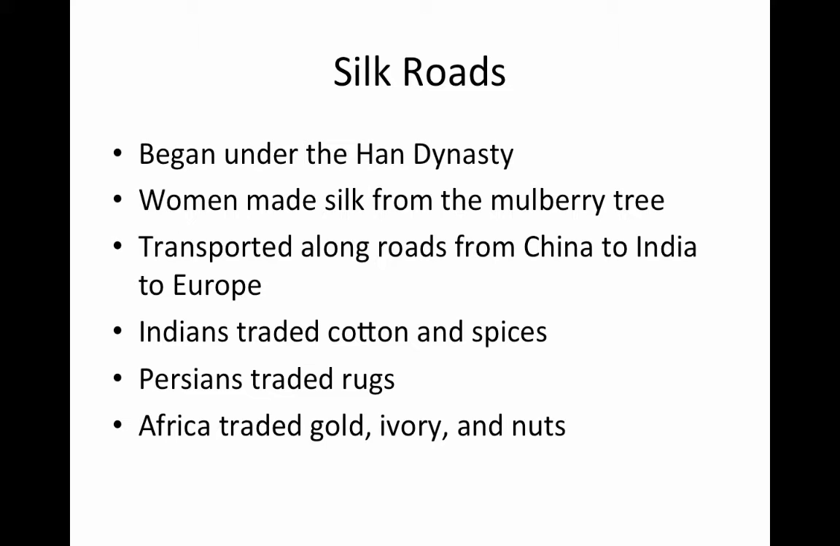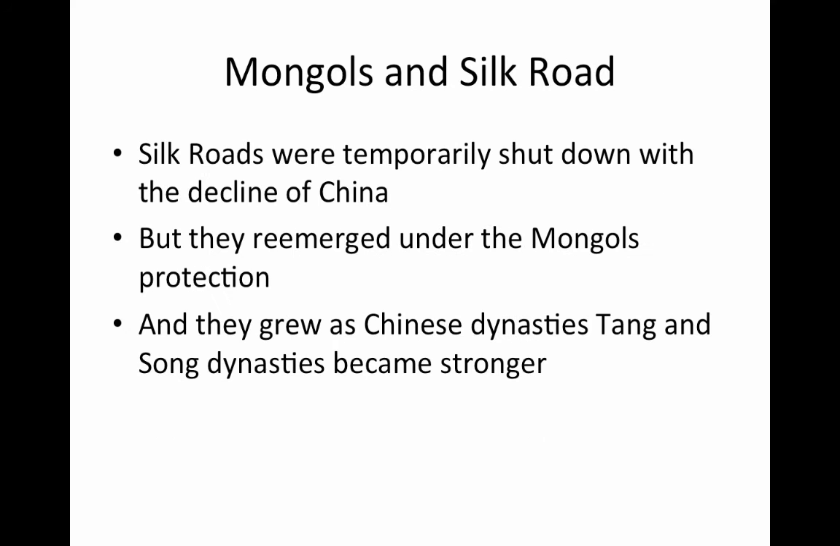In fact, in the 1800s, there would be a series of wars between Great Britain and China called the Opium Wars, and one of the bases to them was the imbalance of trade between Britain and China over several items, the most important being silk. China at the very beginning sold silk to India and then to Europe. Indians would trade back cotton and spices, Persians traded rugs, and Africa would trade gold, ivory, and nuts.